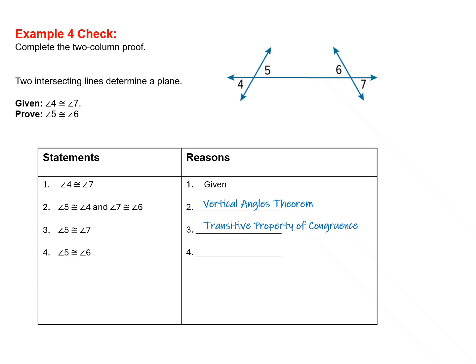Then how can we say that angle 5 is congruent to angle 6? Well, that's also through the transitive property of congruence. We have said that angle 5 is congruent to 7, and now we're saying before that we said angle 7 is congruent to angle 6. So therefore angle 5 is congruent to angle 6. So you've just proved that angle 5 is congruent to angle 6.